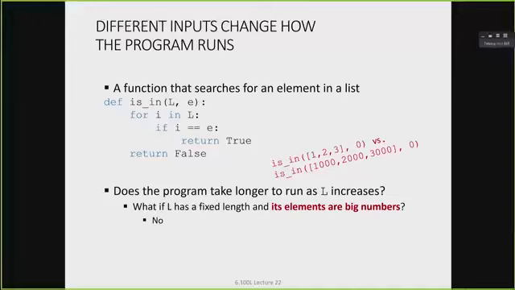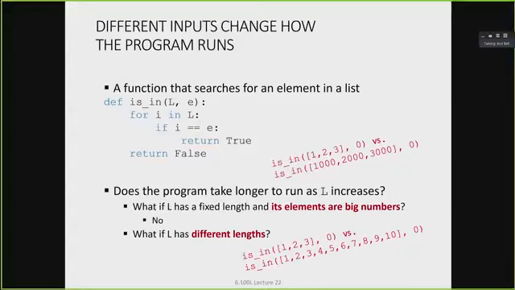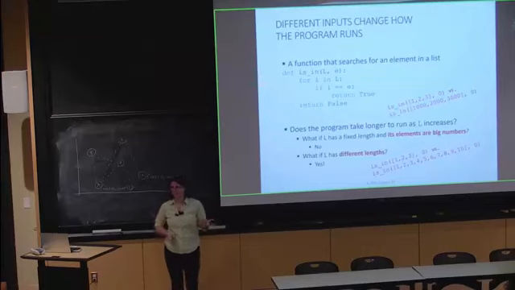And one last thing to ask ourselves is, what about the length of the list? So if L has different lengths, will this make a difference in our runtime? If I'm looking for 0 in a list with 3 elements, or 0 in a list with 10 elements, where clearly that 0 is nowhere to be found, is that list length going to make a difference? Yeah, in this case it will, exactly. So here in this particular function, the input I'd be interested in reporting the runtime from is the length of the list. Not the elements in the list, not e itself, but the length of the list.